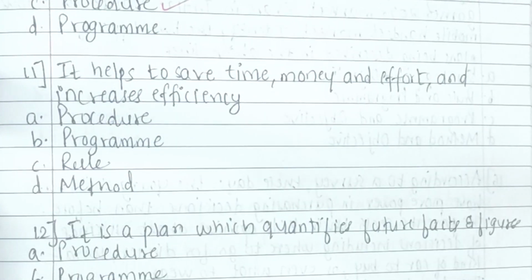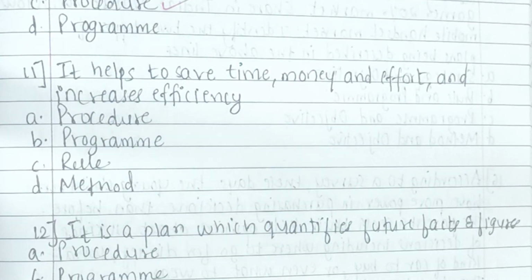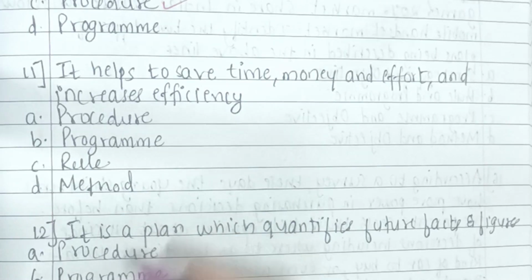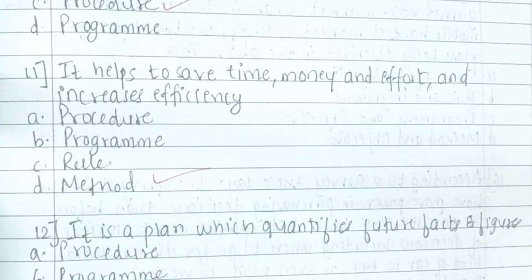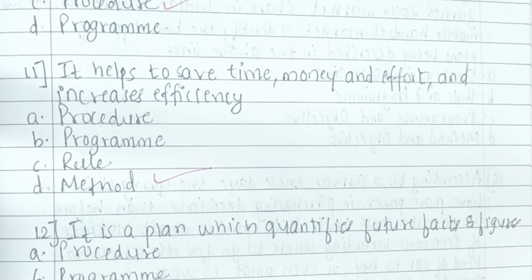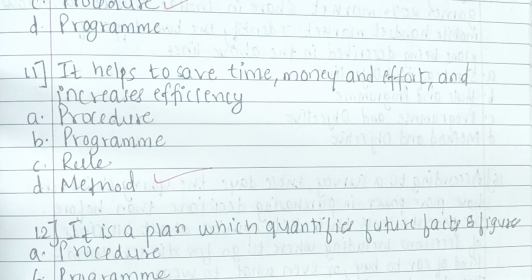Moving on to the next one, it helps us to save time, money, effort and increases our efficiency. Options are procedure, program, rule and method. Okay. So now here the right answer is method. I will explain to you all why. Because method is something that is given to us in a particular or in a prescribed way. Okay. It means that method provides us the basic manner in which a task has to be performed while considering the objective that we need to achieve.